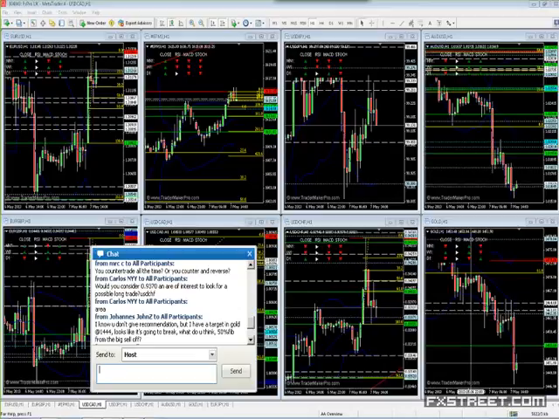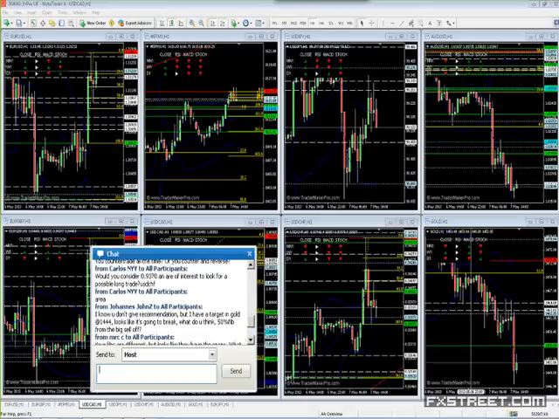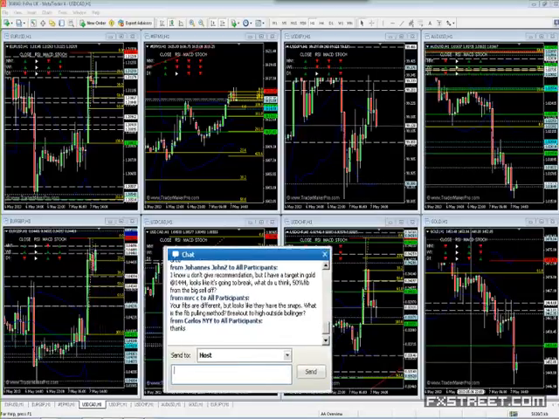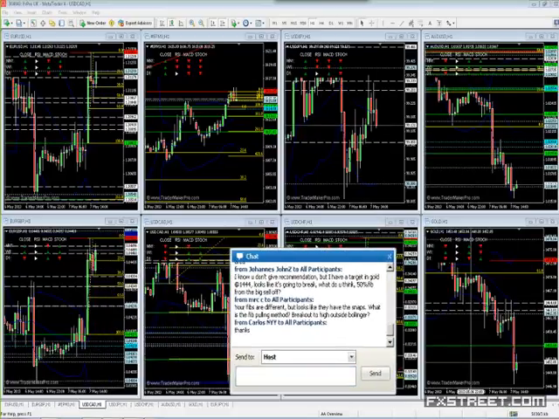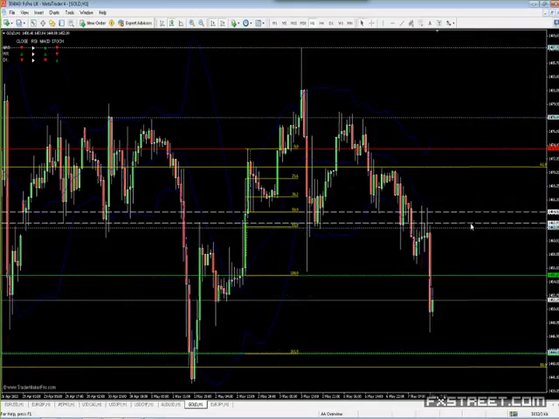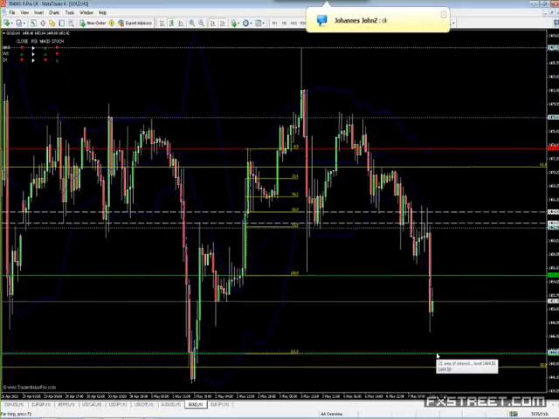Okay, so again, I know you don't give recommendations, but I have a target in gold of 144. Looks like it's going to break. What do you think? 50% fib? Yeah, absolutely, Joannas. 144.61 is where I think the market's going to hit. That's a key level of break or bounce that I tweeted about 2 hours ago. So we've got the gold chart here. Yeah, 144.61. This is where the market could really drag down to.